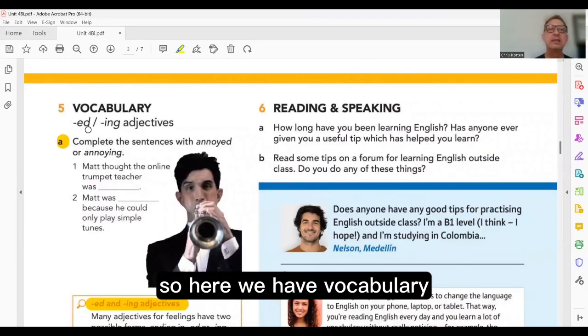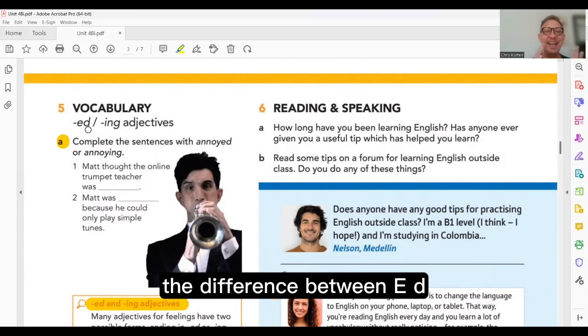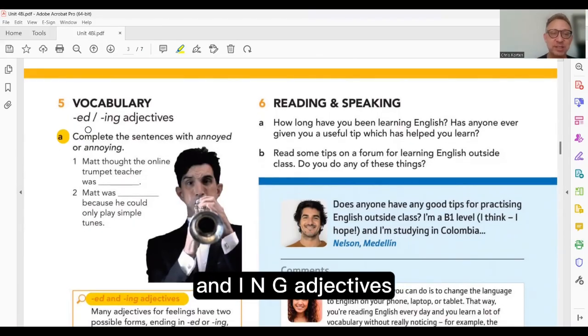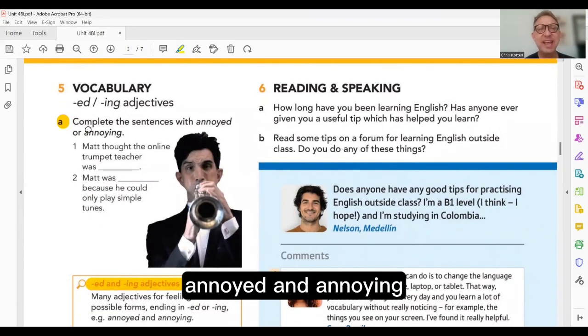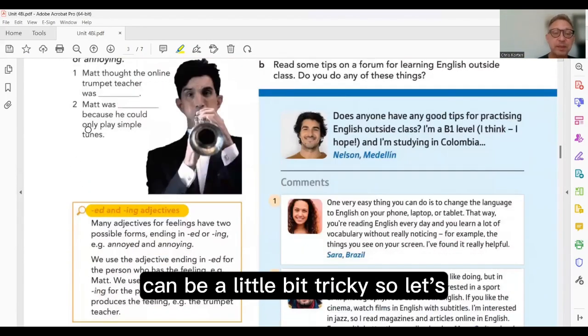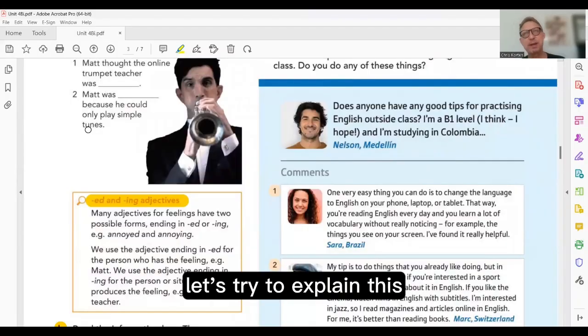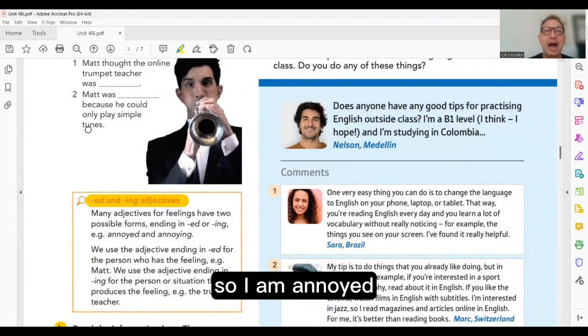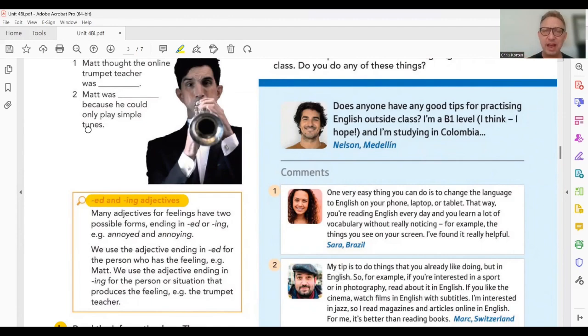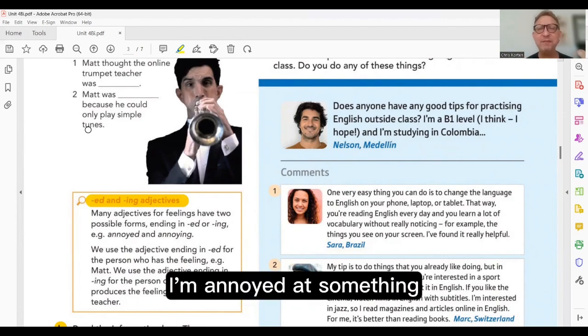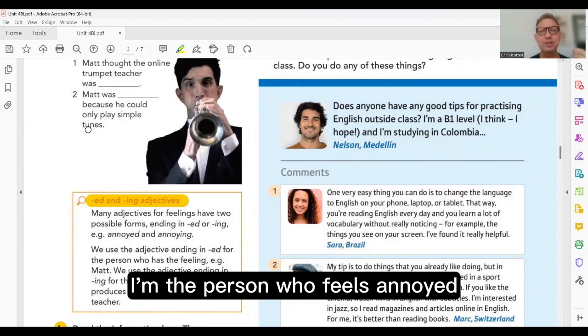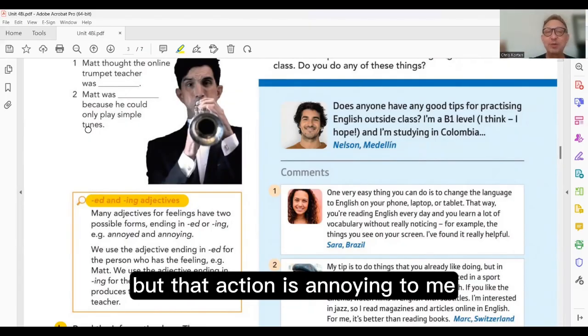So here we have vocabulary. The difference between ED and ING adjectives. Annoyed and annoying. Now, this can be a little bit tricky, so let's try to explain this. I am annoyed. I'm annoyed at something. So I feel annoyed, ED. I'm the person who feels annoyed, but that action is annoying to me.